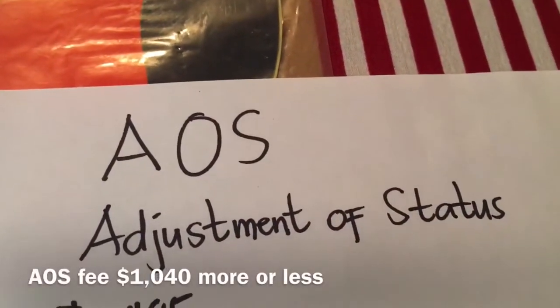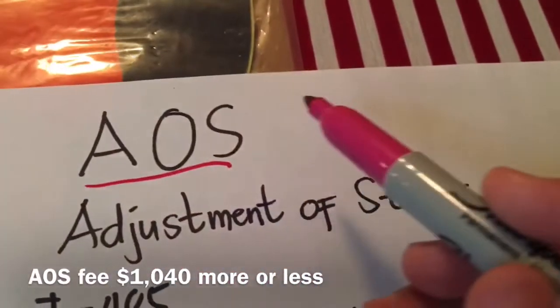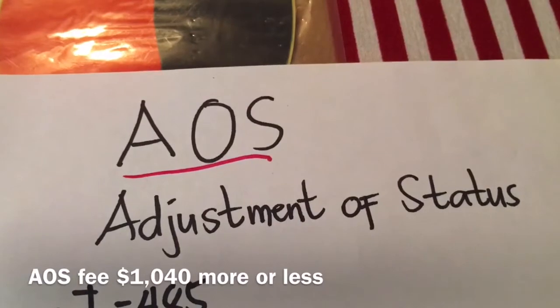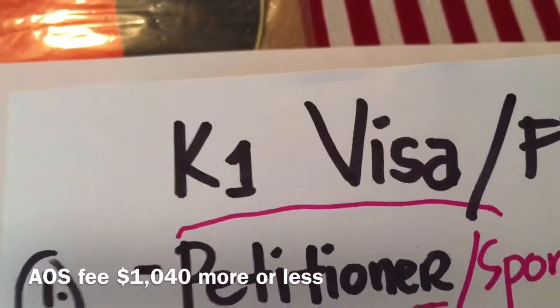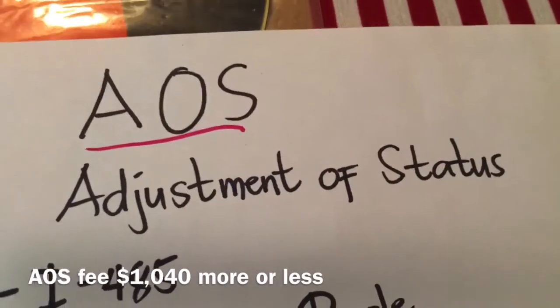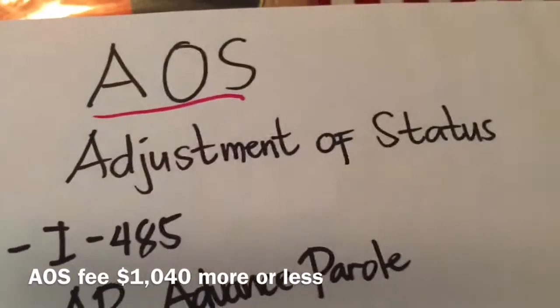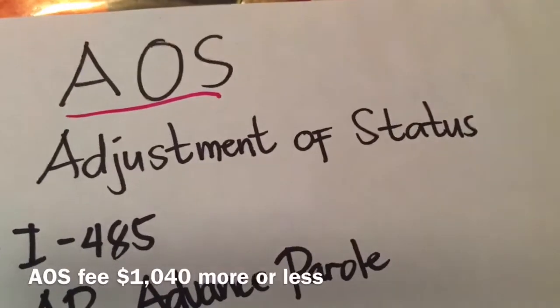Hi guys, so today I'm going to talk about AOS. If you remember my previous video about visa, I talked about the K1 visa and it was approved. You got married, and so what's next after the K1 visa is the AOS, or adjustment of status. What is adjustment of status?